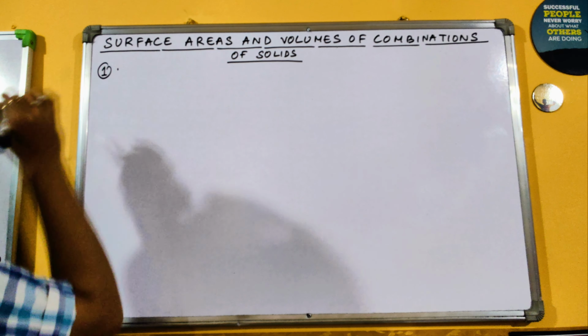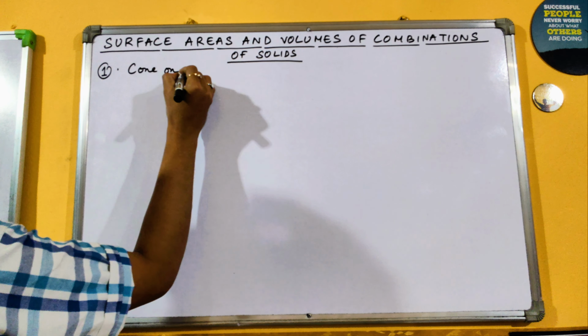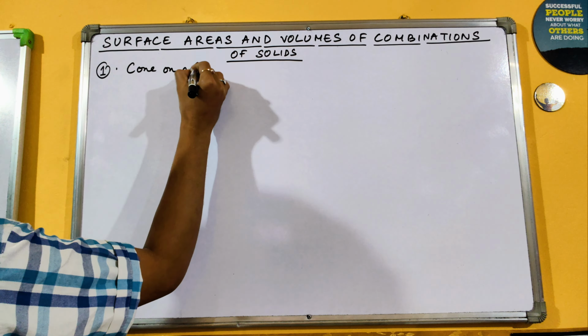Let's give this as number 1. So the first topic would be cone on a cylinder. Let's discuss when a cone is surmounted on a cylinder. Let's draw the figure. Let us draw a cone first. This is the base. Now then comes the height of the cone, like this. This is the center of the base.